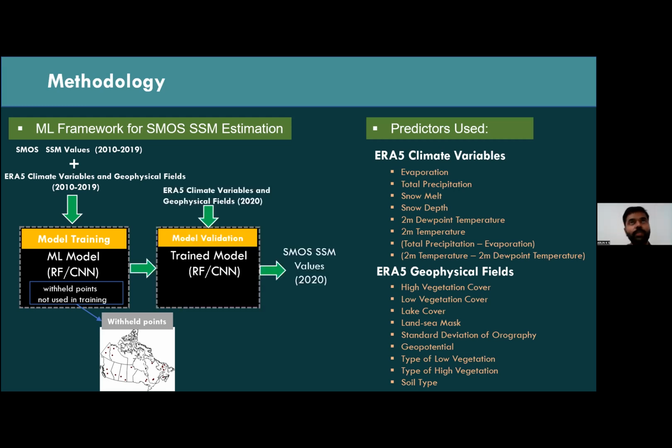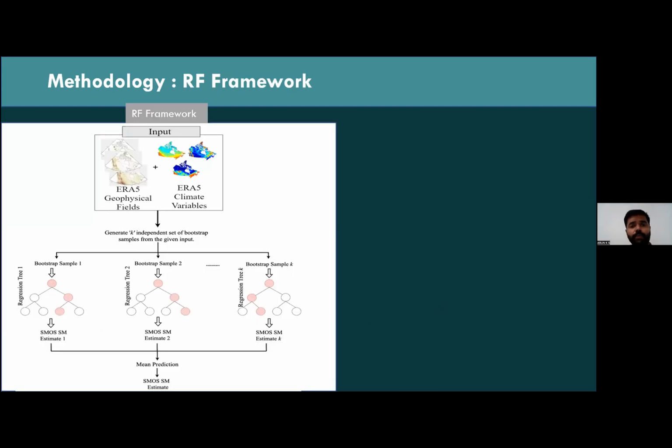Next, these two models, the RF and CNN models, will be validated. For this, we use two types of validation process. In the first step, using the trained CNN and RF models, the SMOS SSM values for the withheld period, that is 2020, will be predicted, and their estimates will be compared. After that, these two trained models will be evaluated based on the withheld points. From these two types of evaluation, we will select the best performing model, and with that best performing model, the SMOS SSM values will be extended and validated with the available ASCAT data. So this one is the random forest framework used in the study.